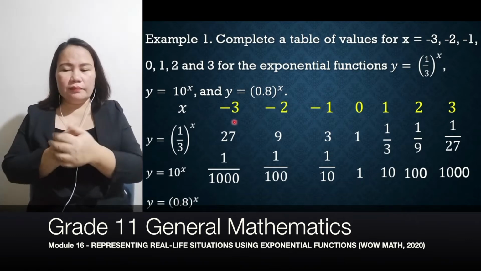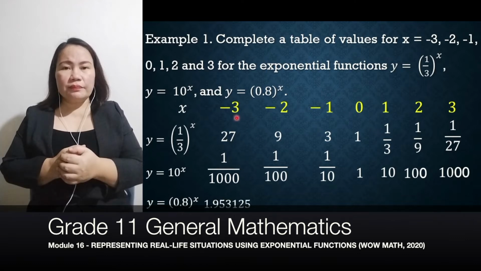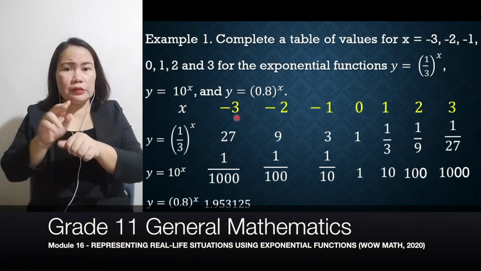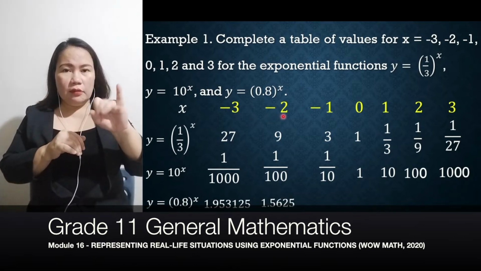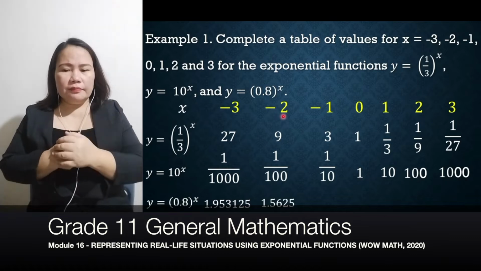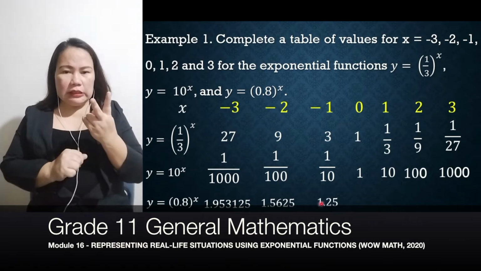So substitute lang natin yung mga given values ng x. So kapag sinubstitute natin, you can use your scientific calculator to check the answer. So 0.8 raised to negative 2, the answer is 1.5625. And then 0.8 raised to negative 1, so since negative yan, reciprocal niya yan, so the answer is 1.25.